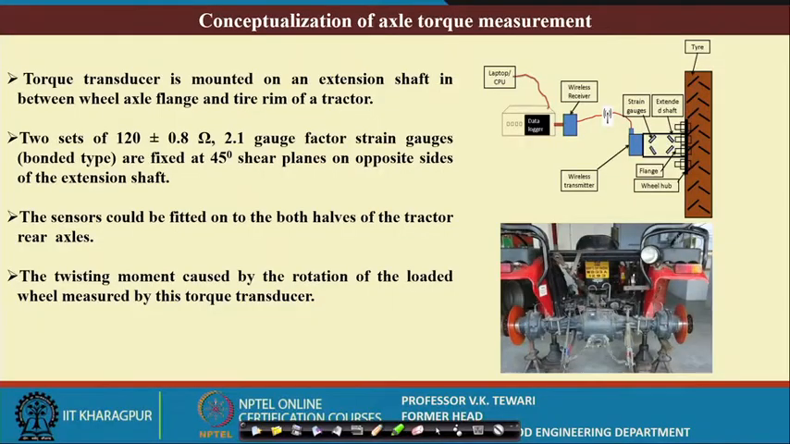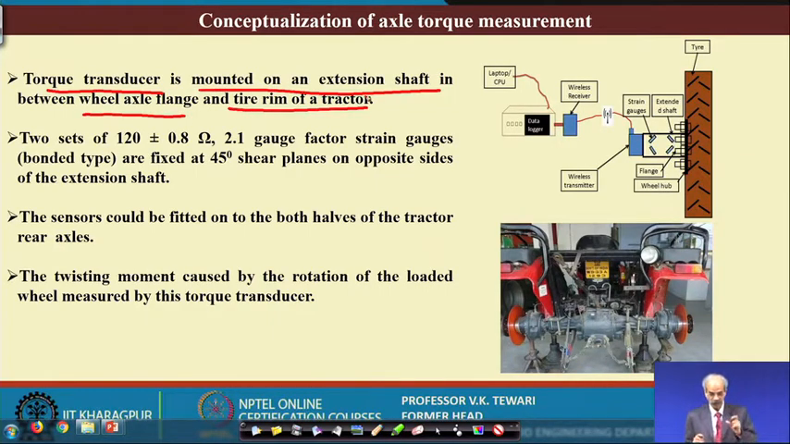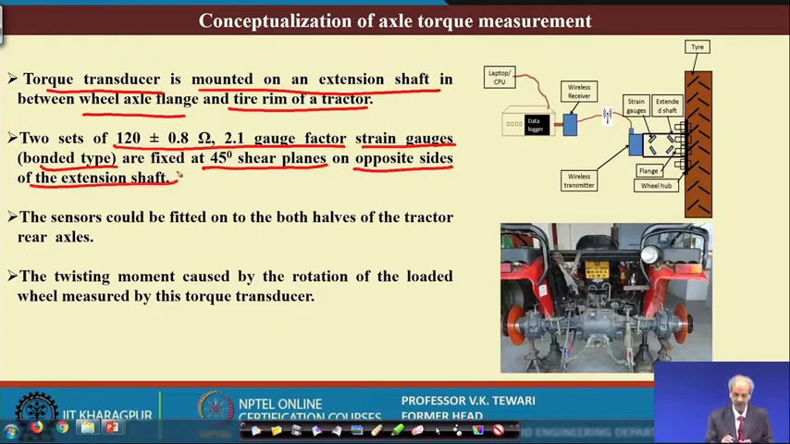So, what is the concept behind this? Let us have a look at this. The torque transducer is mounted on an extension shaft at the wheel flange and tire rim of a tractor. Now, where is it connected? Then what are these? Two sets of wire gauge factor strain gauges, bonded type, have been used at 45° shear plane on opposite sides of the extension shaft.